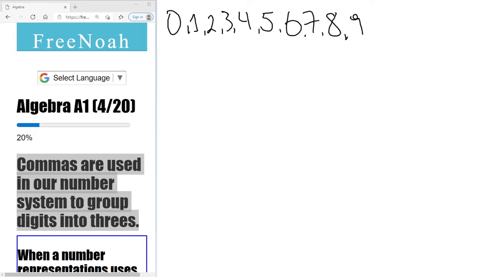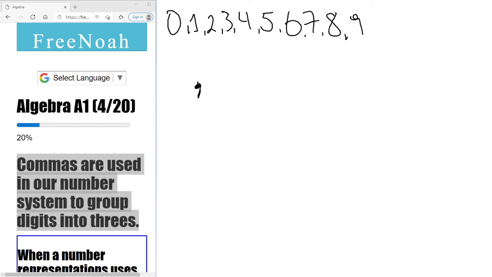All right, so commas. This is a comma, right here. This is a comma. And when it states here that it groups digits into three, so now we're talking about groups of threes.